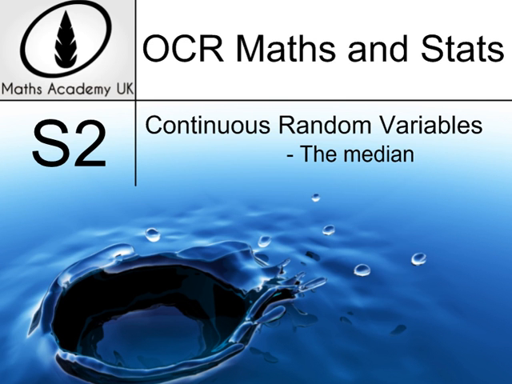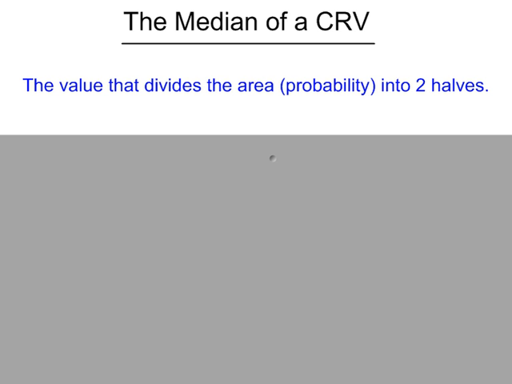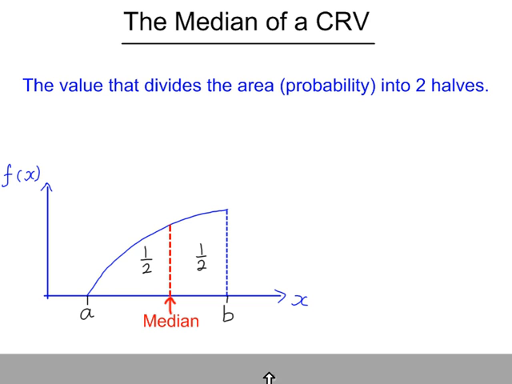Continuous random variables, working out the median. The median is the value taken by the continuous random variable which divides the area into two halves, or the probability into two halves.